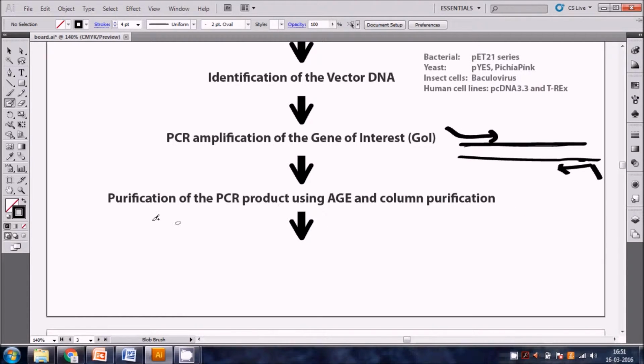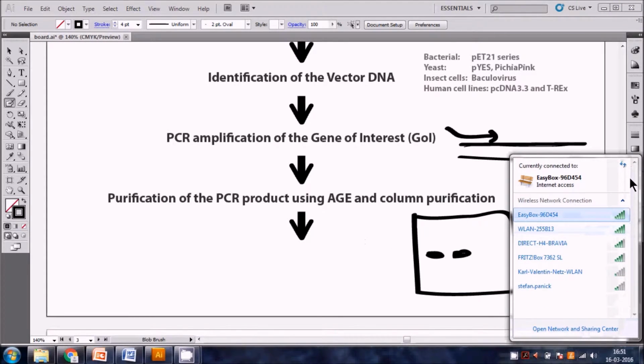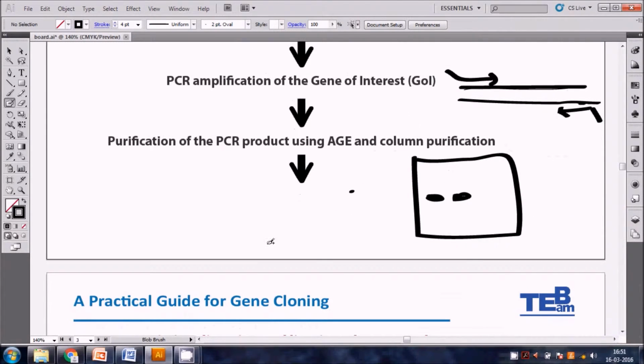Then comes purification of the PCR product using agarose gel electrophoresis and column purification. After doing the PCR amplification, you will run agarose gel electrophoresis, and then you will identify some big bands like this on the gel. You will cut them out, and then use the Qiagen gel extraction kit to purify the PCR amplified product from these bands. So this is a very purified PCR product.